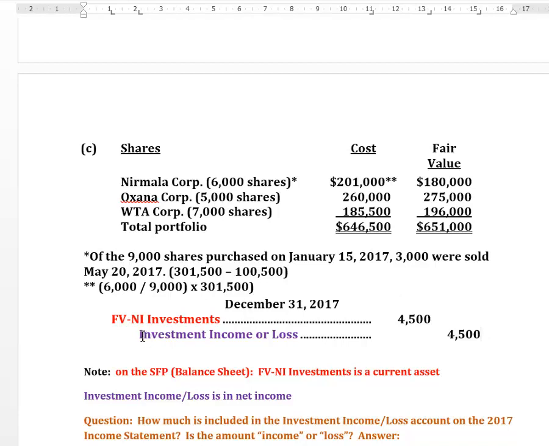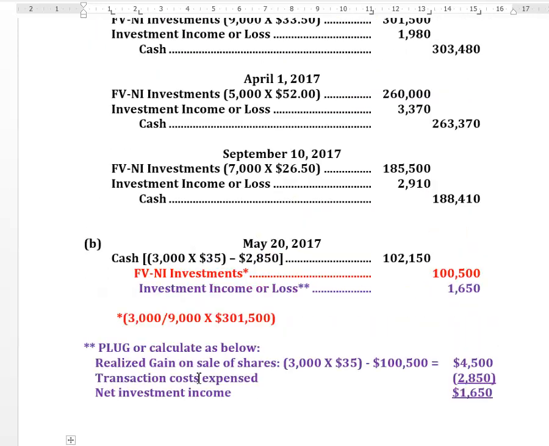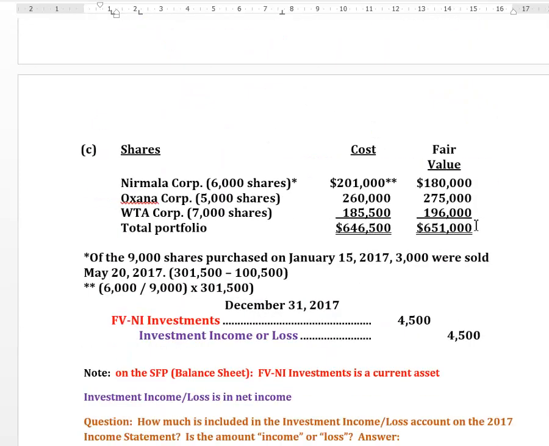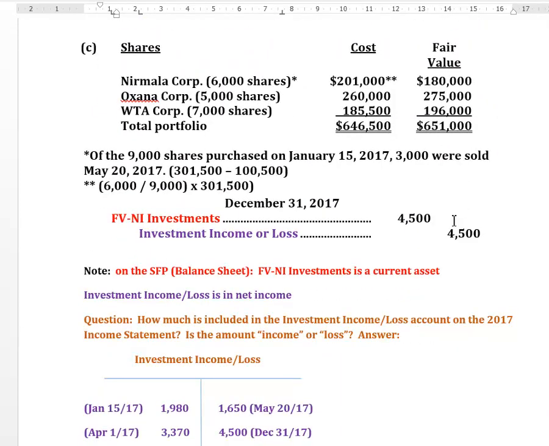And don't forget, this is an unrealized gain or loss that we're booking, right? Remember, it's one of the four little guys we said blows through that investment income loss account, the unrealized or holding gains or losses on fair value investments when we adjust the existing investment portfolio to its fair value, and that's what we've done. So now, in the textbook, that would be the end of the question, but I want to go one step further.